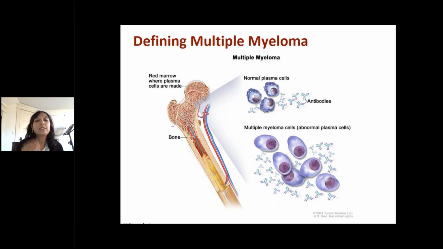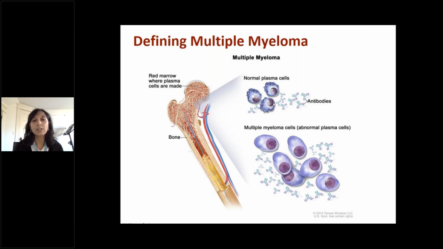So here's just an image showing that the bone marrow is in the center of the bone, and that's the factory where red cells and other cells are made. And this is where the plasma cells, unfortunately, grow and produce these abnormal proteins.